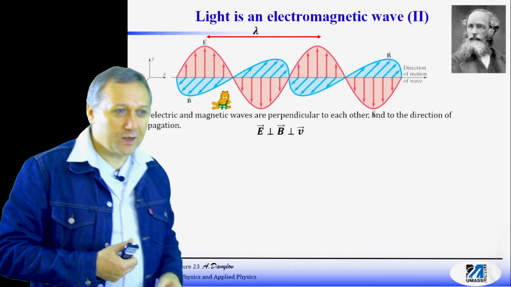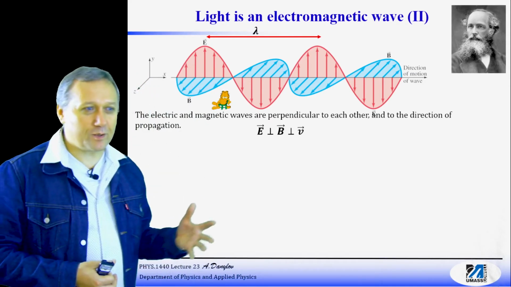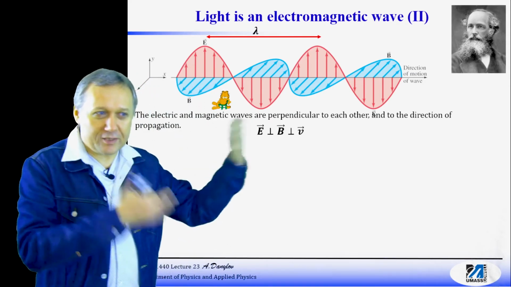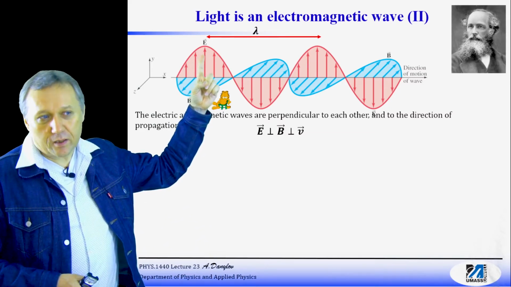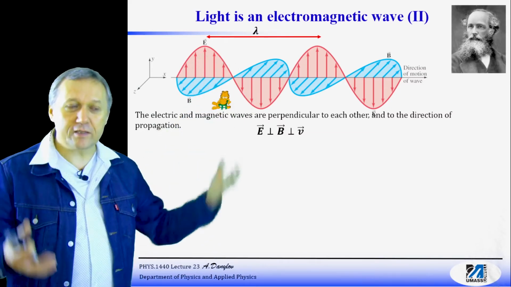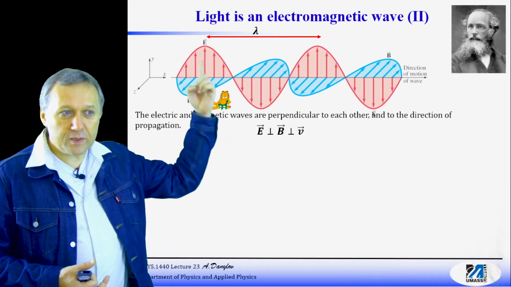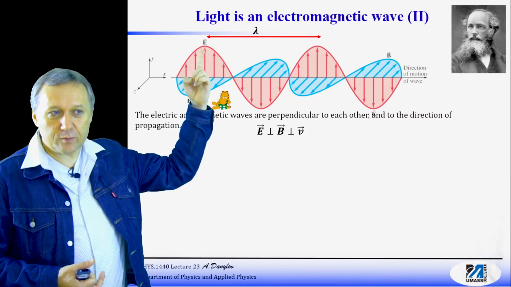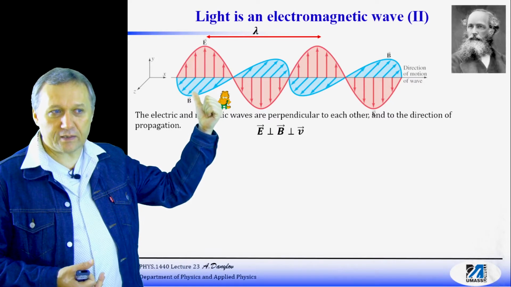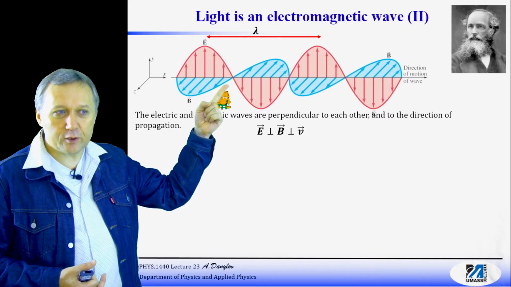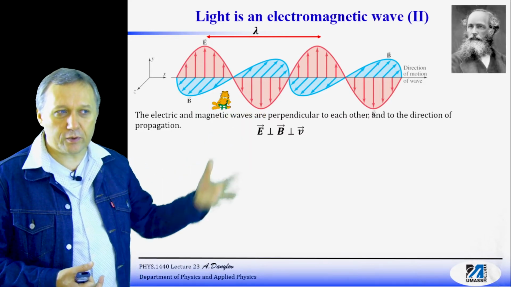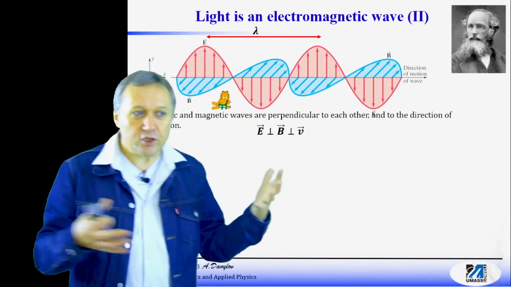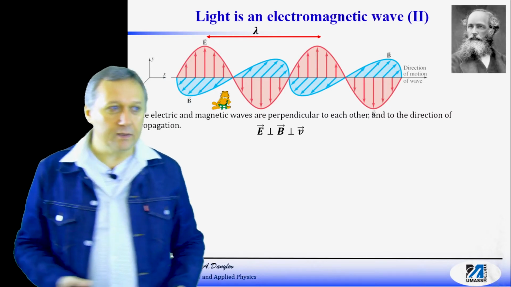Then let's look deeper. Remember I told you they oscillate in unison, these two waves. It means that they reach maximum at the same point and at the same time. They are zero at the same point and at the same time, and they reach their minimum at the same point and at the same time. They pretty much share ups and downs completely.